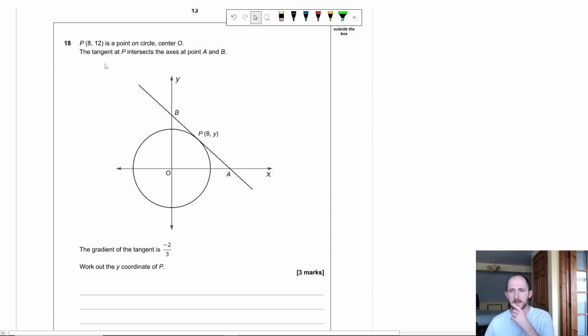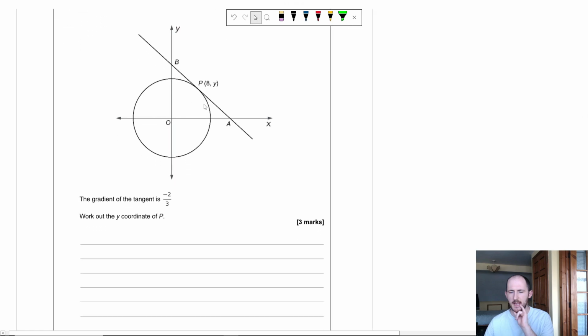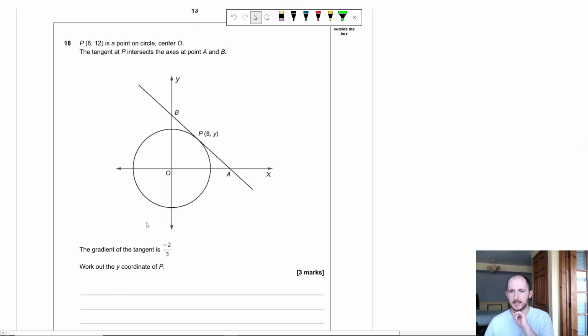Point P is a point on the circle, center O, and the tangent at P intersects the points here, A and B, and it says the gradient is minus 2/3 of the tangent. Work out the y coordinate of P, and it gives us the point here, 8, 12. Okay, so with this question, we have the point P, 8, 12.